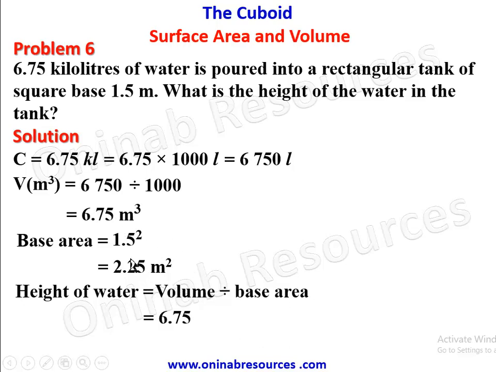And from here, the height of the water in the tank will be the volume divided by the base area, which is 6.75 divided by 2.25. Multiplied by 2 will give us 4.5. Multiplied by 3, if you multiply this by 3, we get 6.75. Therefore, 6.75 divided by 2.25 gives 3 meters. So the height of the water in the tank is 3 meters. So that's the end of the solution to problem 6.